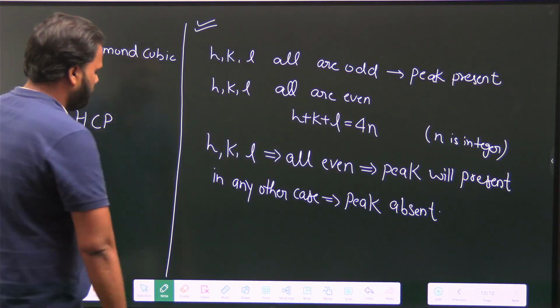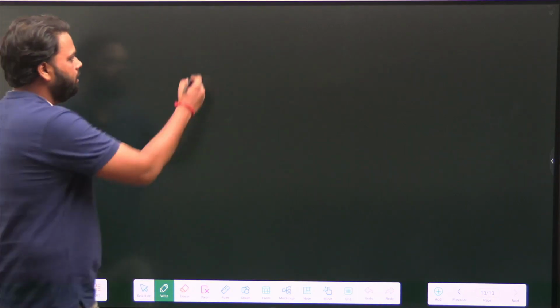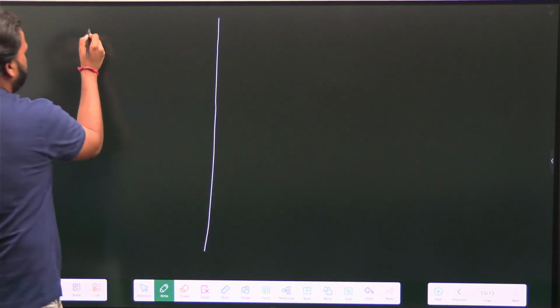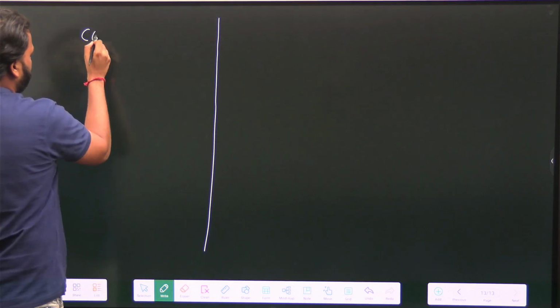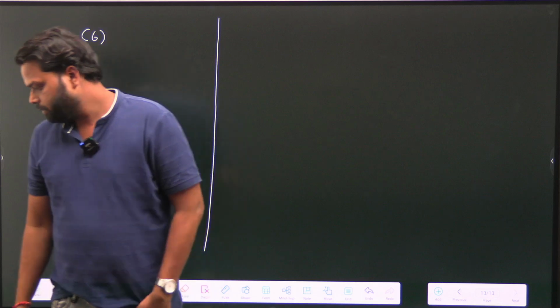Okay, now just write it for the 3 more crystals, NaCl, KCl and CsCl. Yes? Sorry, please say again.